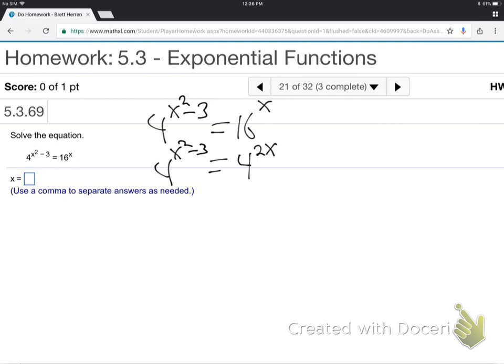So now you can set the powers equal. Once you've made the bases the same, the powers must be equal. And now, as soon as you see an x squared equation, negative 3, positive 1, here's the game plan.